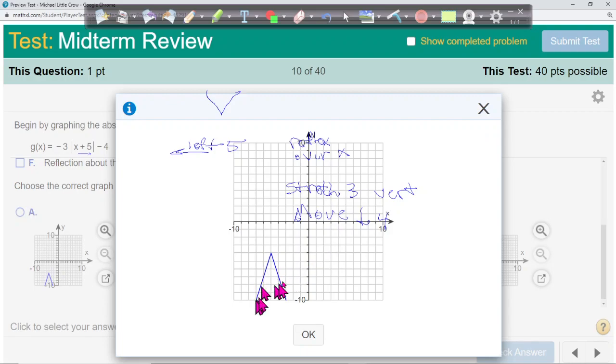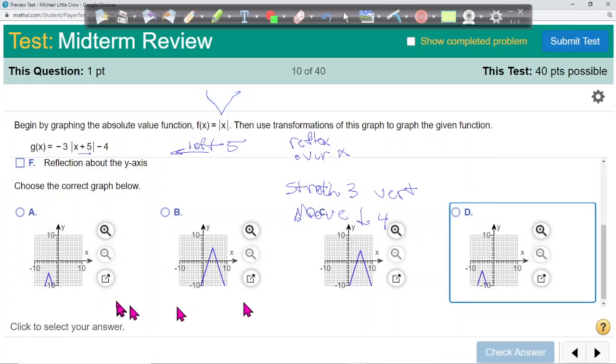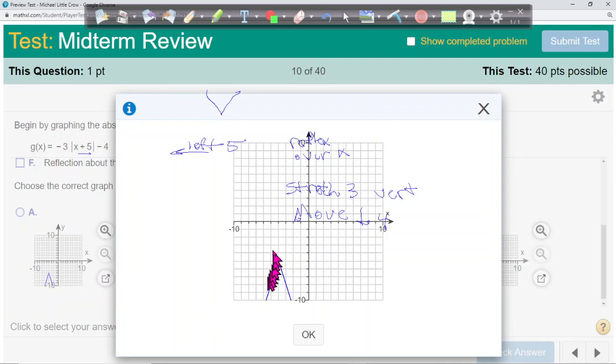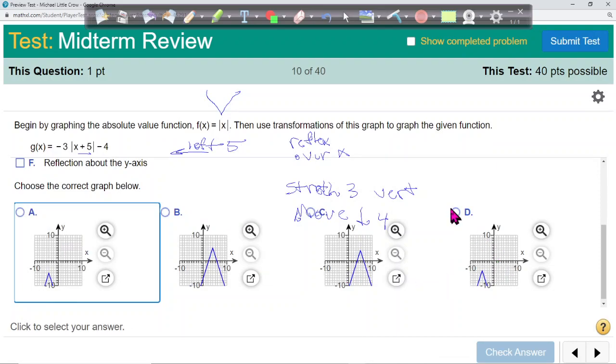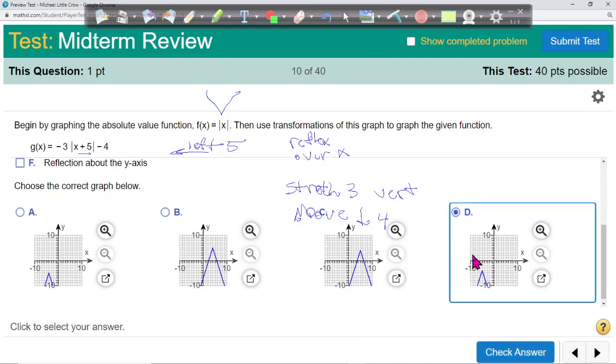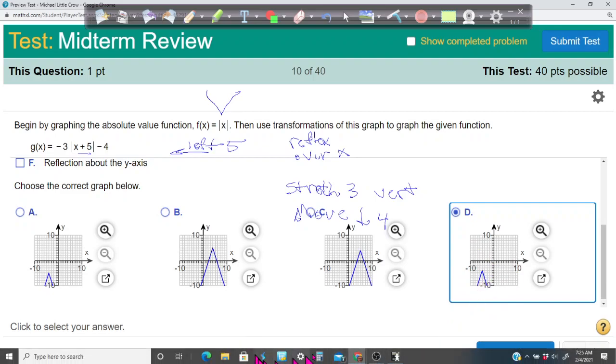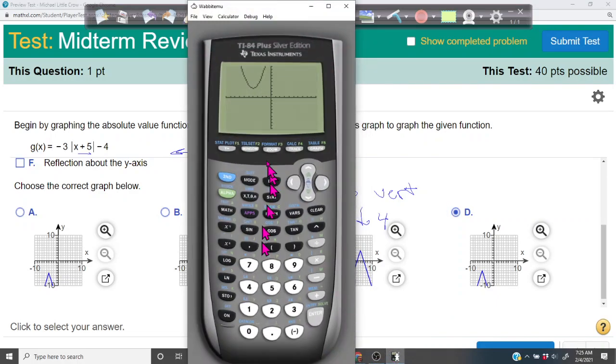It doesn't look like it's stretched. Let's see here. 1, 2, 3, 4. Oh, okay. This only went over 4, and then it goes down 5. 1, 2, 3, 4, 5. So if you got your shifts reversed, you'd choose A, but we're not going to. We're going to go with B or D, because it went over 5 and down 4. That's the correct one.